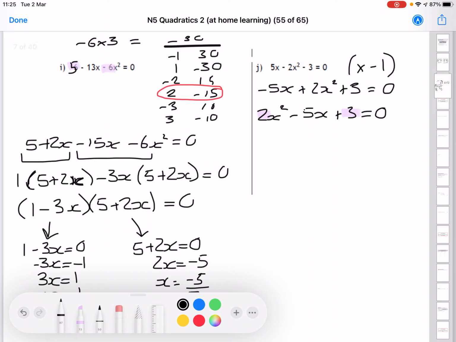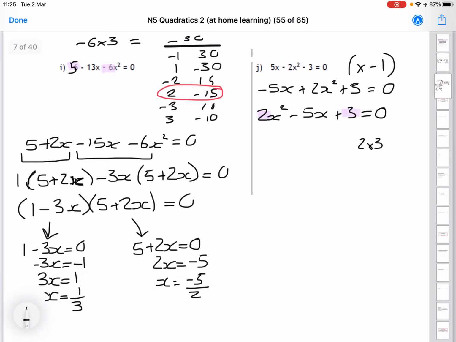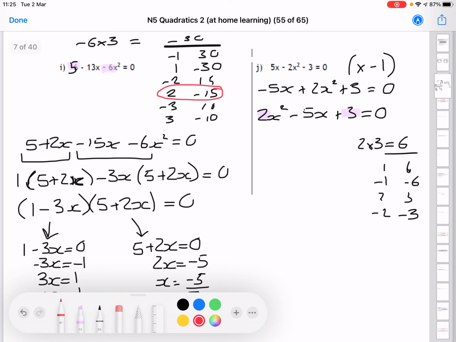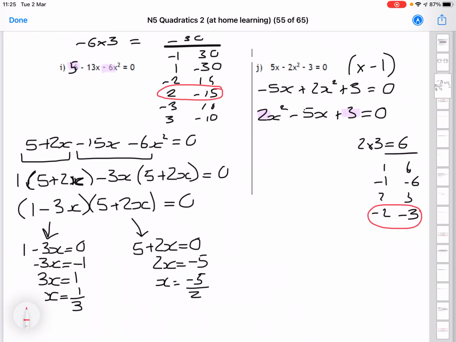So 2 times 3 gives you 6. So we're looking for the numbers that multiply to 6, but because you have a minus 5 as your middle term, you have to think of your negatives as well. So we could have 1 and 6, or we could have minus 1 and minus 6, or 2 and 3, or minus 2 and minus 3. So to get minus 5, it's going to be minus 2 and minus 3.